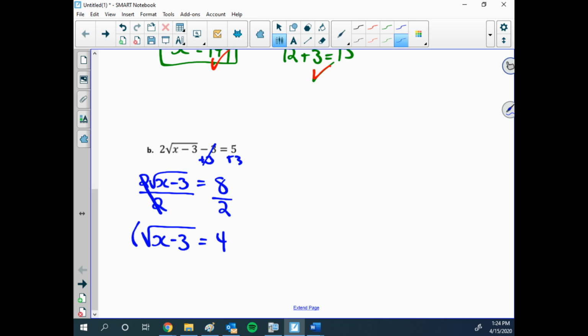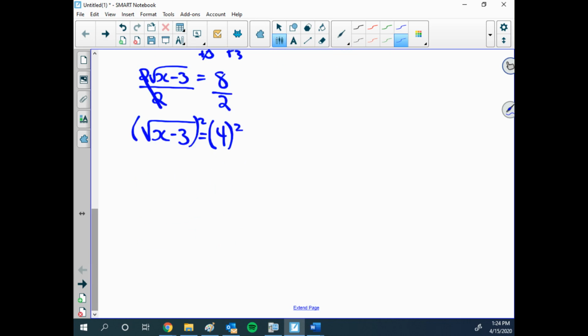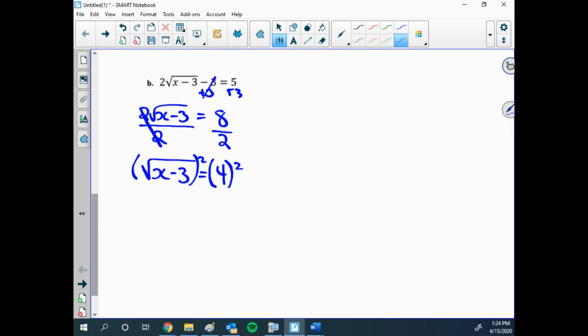To solve, I need to square this to get rid of the root sign. So the square root of x minus 3 squared is just x minus 3, and 4 squared is 16. To finish solving, I'll add in my value, so x is equal to 19. But I want to check that that is actually going to be a solution that works.